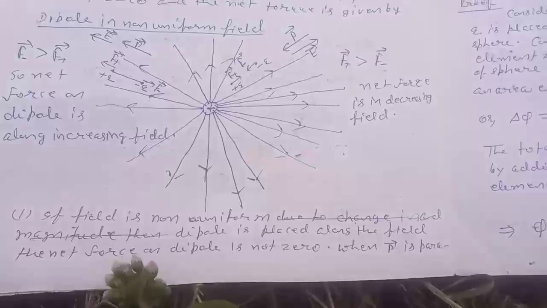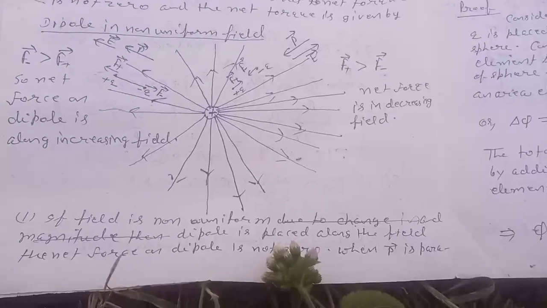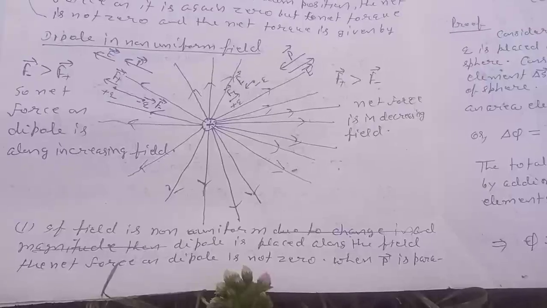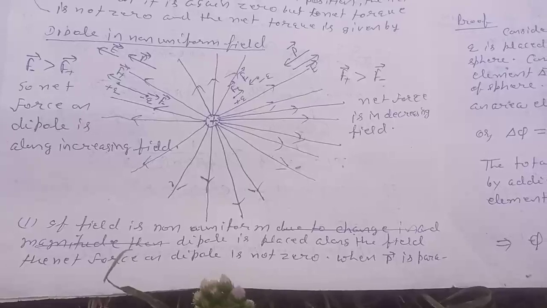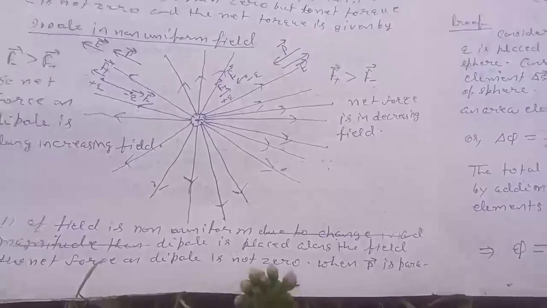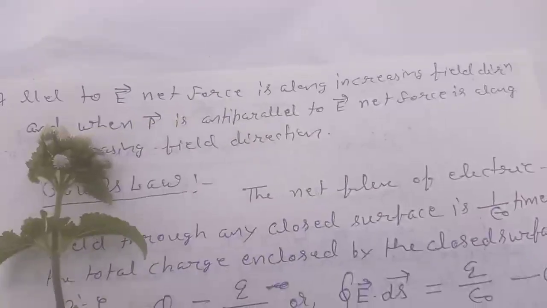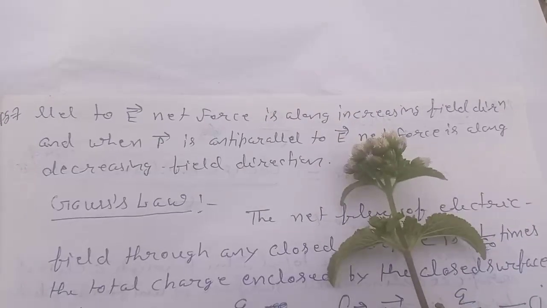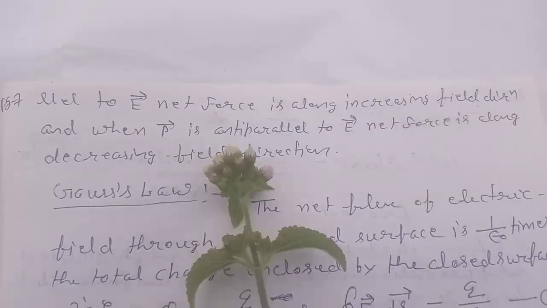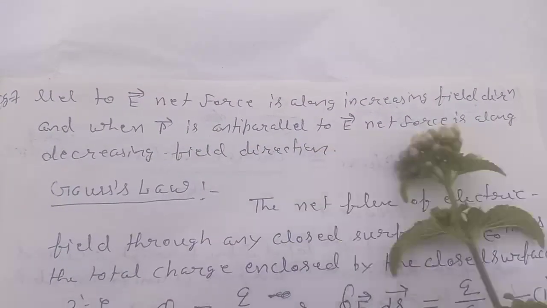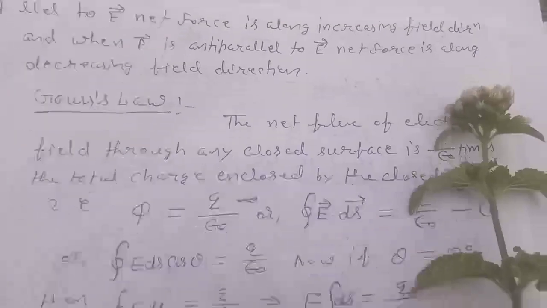First, if the field is non-uniform and a dipole is placed along the field, the net force on the dipole is not 0. When P is parallel to the E vector, the net force is along the increasing field direction, and when P is anti-parallel to the E vector, the net force is along the decreasing field direction.